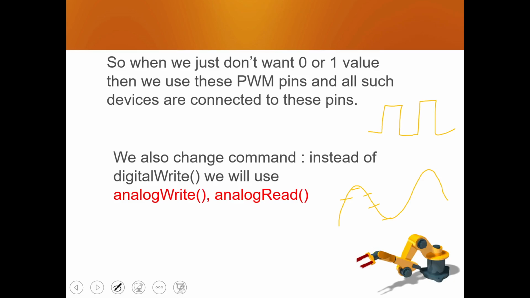In that case, our command or our code will change. Earlier we wrote digital write. Now we will be writing analog write and analog read. Write is when we want to give a command to the devices as an output, and read is when we want to take input from the devices, like in the case of serial input.